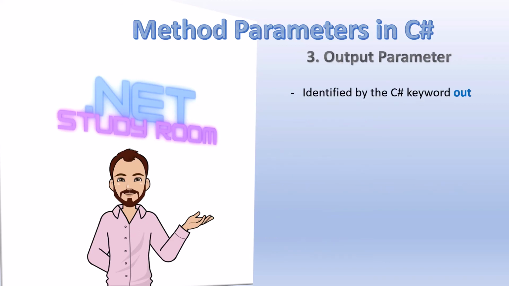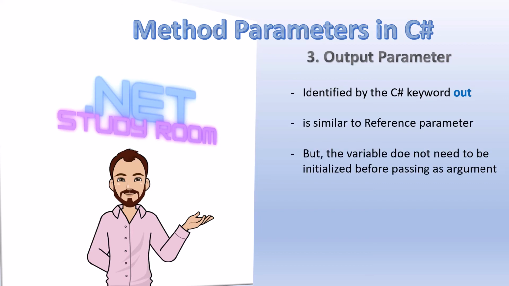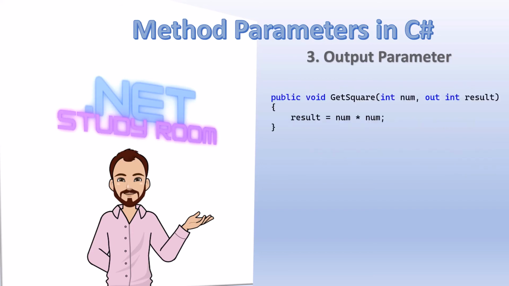The next type of parameter is the output parameter. It is identified by the C# keyword, out. The output parameter is very similar to a reference type parameter. However, the variable passed as an out parameter need not be initialized before passing as an argument. For example, we have a method getSquare. It takes one value parameter, number, and one out parameter, result. The result parameter is assigned a value by this method.